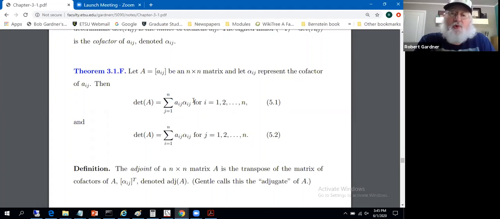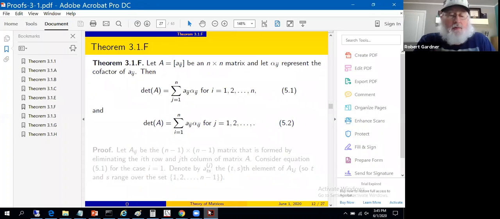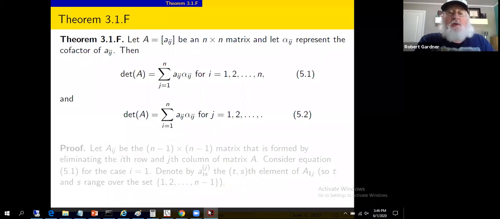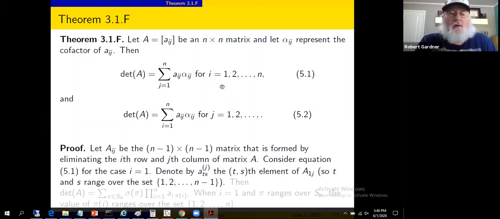And then we'll prove the more general result, that it in fact holds for all i, this equation 5.1, and equation 5.2 holds for all j. This is going to take a while. Okay, so the plan is to show first this result for i equals 1. So we're going to establish equation 5.1 fixing i as 1. And then we'll take care of the rest of the values of i after that. But that's probably about 2/3 of the theorem, establishing that.